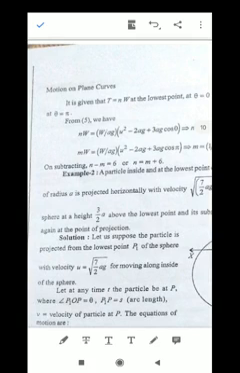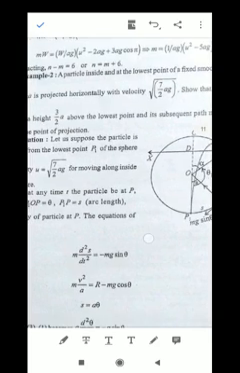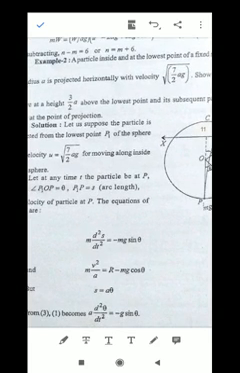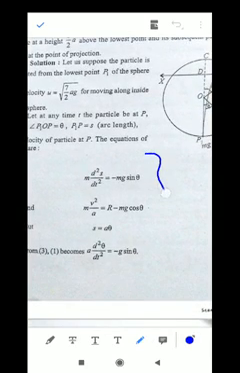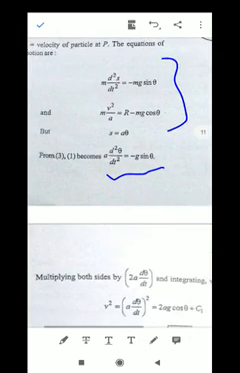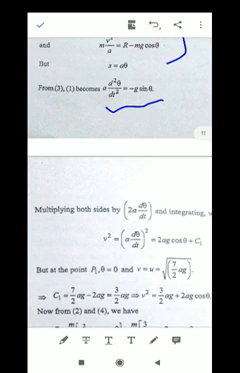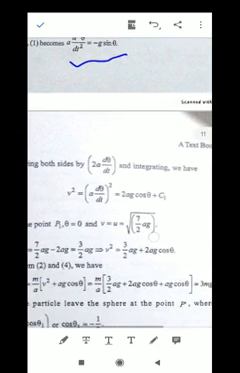Now let the particle be projected from the lowest point with this velocity, as we have done in the previous example. The equations of motion are these: s equal to a theta, again using this. In the first equation we have a d2 theta by dt square equal to minus g sin theta, and multiplying both sides by 2a d theta by dt and integrating this, we get this equation.